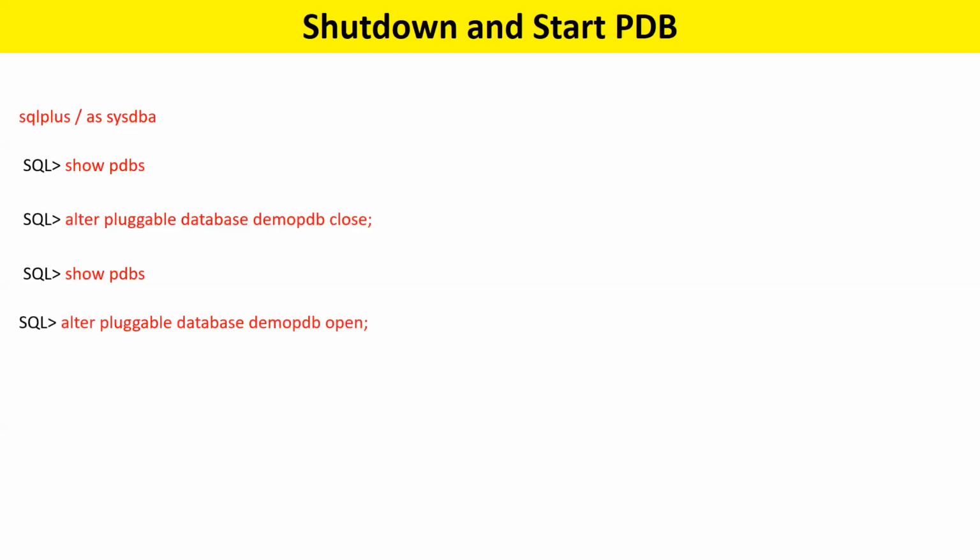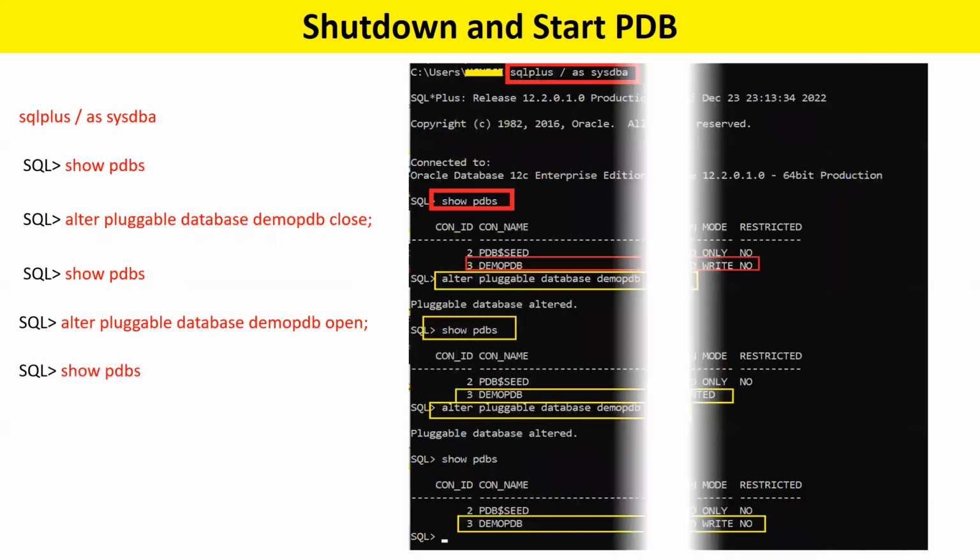If you want to open your database again, write the same command: alter pluggable database, the name of your PDB, which is demo PDB here, and then open. This will open your database, and then again you can run show PDBs and check the status.